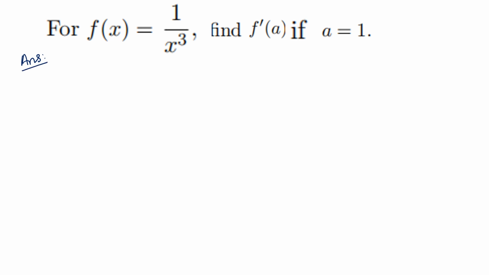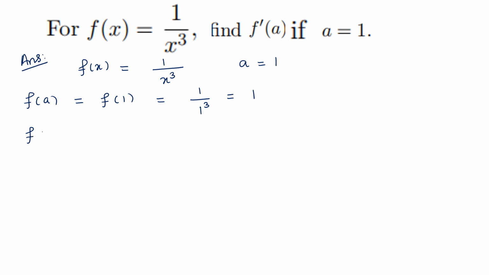So here you have to say f of x equal to 1 by x cube. The question is to find f dash of a if a equal to 1, or find f dash of 1. So it is like our previous problem, the same concept, same style. What is f of x? f of x equal to 1 by x cube, and here a equal to 1. Our first step: what is f of a? a replaced by 1, so f of 1 equal to, in f of x, x replaced by 1, 1 by 1 cube. So it is 1.